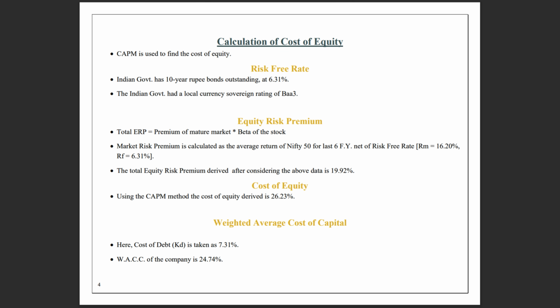CAPM estimates the expected return of a stock based on its risk premium compared to the market. The formula for calculating the cost of equity under CAPM is expected return equals risk-free rate plus beta into market return less risk-free rate.